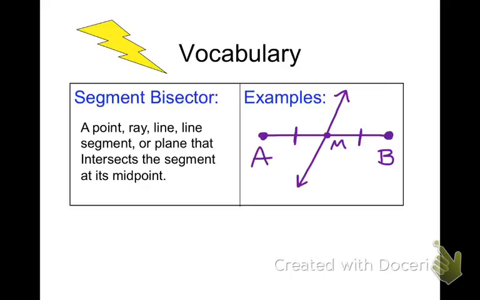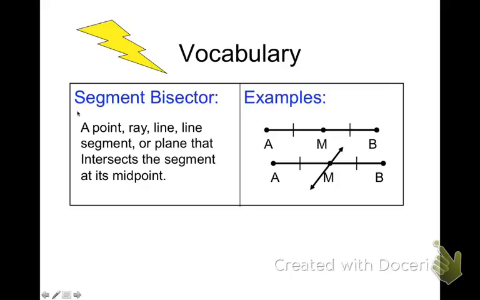Congruent, right? So that means that AM is congruent to MB, which means that they're the same length, right? All right, so we've got that. So bisect, midpoint kind of does the same thing. So here's our first example.